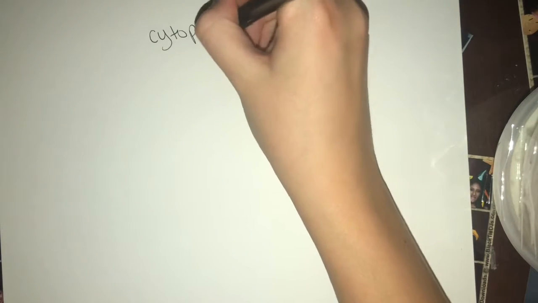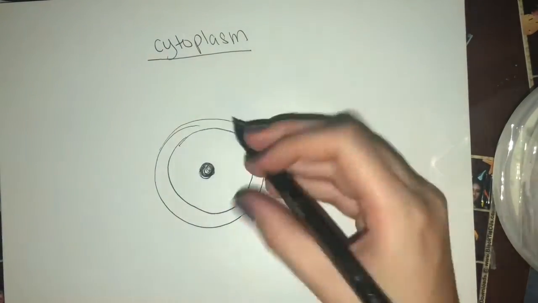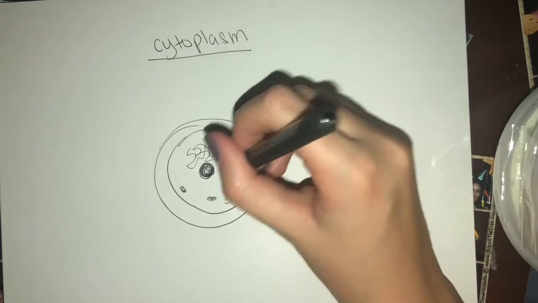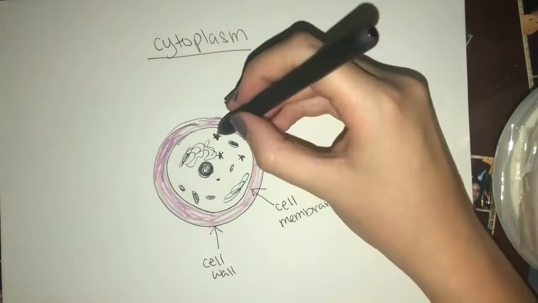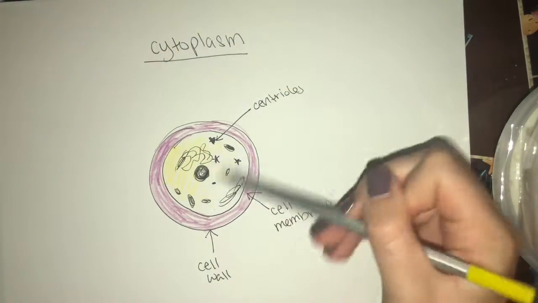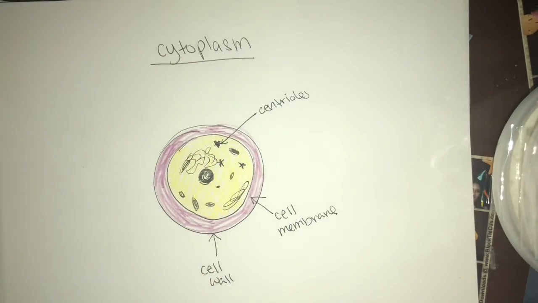Next on our list we have cytoplasm. Cytoplasm is the material or protoplasm within a living cell excluding the nucleus. Cytoplasm keeps everything in place inside the cell, and it keeps everything moving along smoothly. I colored the cytoplasm yellow so it's easier for you to see where the cytoplasm is exactly in the cell.